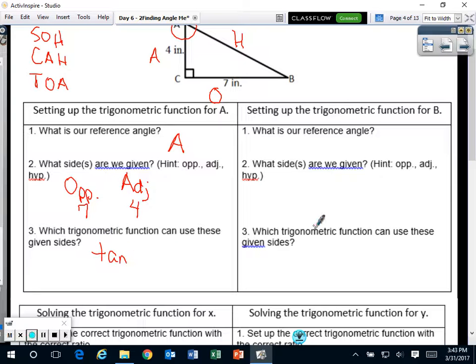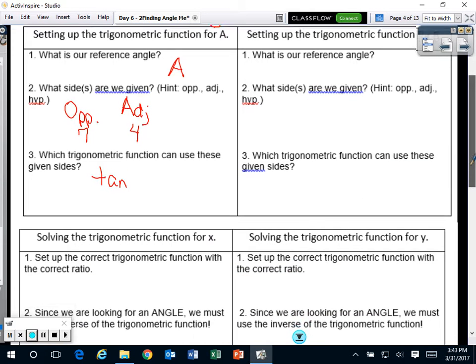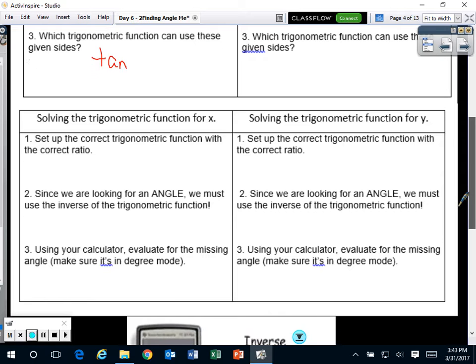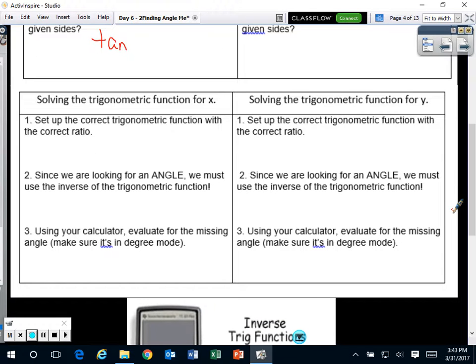Now before we set up B, I want to go ahead and solve for A. I like to finish up with A before we move on to angle B. So since we're using tangent, we need to set up our correct trig function and our ratio for that. Ratio just means fraction. So I'm going to use tangent of A, because that's the angle we're trying to find, is equal to, now remember it's opposite over adjacent.